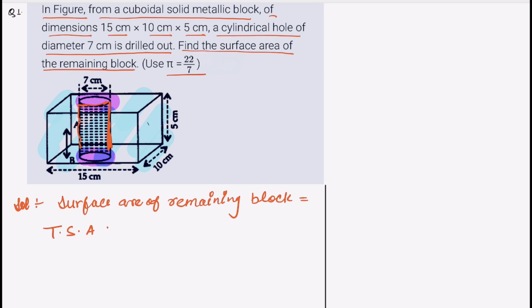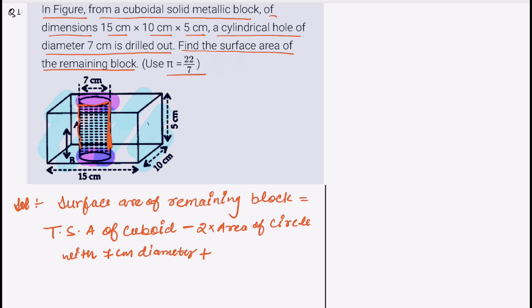will be equal to total surface area of cuboid minus 2 times area of circle with 7 centimeter diameter plus CSA of cylinder. So let's find all of these one by one.